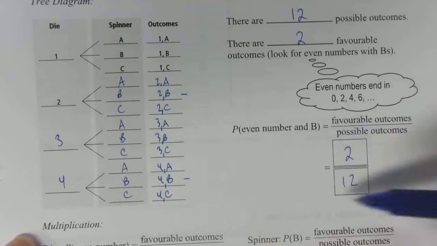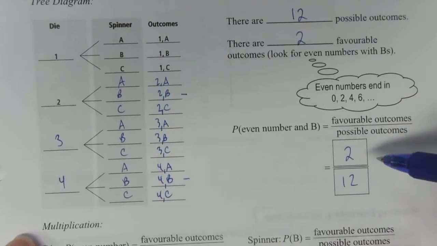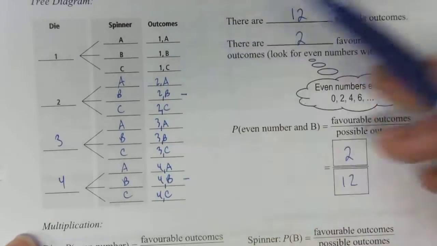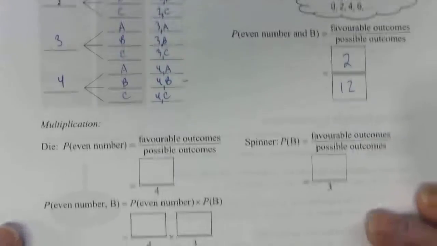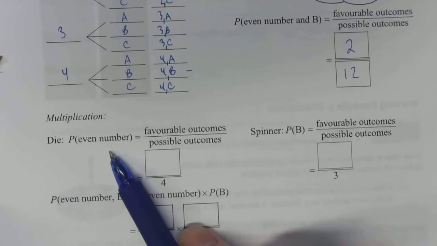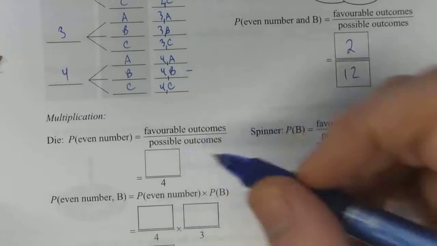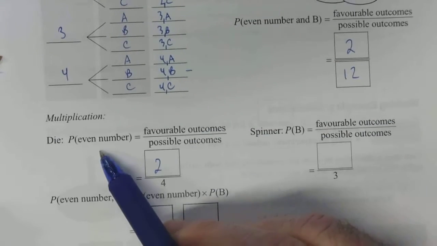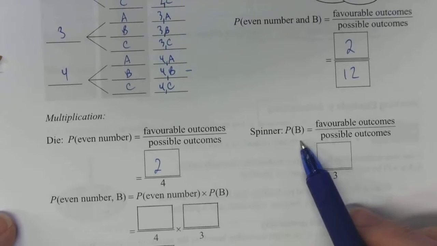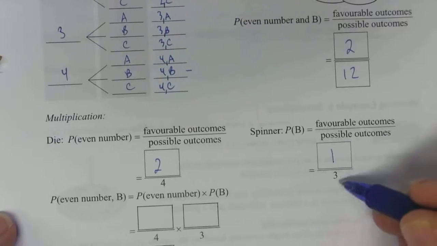We've done a table to find our information as well. But we can shortcut it, and rather than having to write out all this information, we can break this down and look at each experiment individually. So the probability of rolling an even number, 1, 2, 3, and 4. 2 and 4 are both even, so there's 2 favorable outcomes out of a possible 4 when you're rolling a die to get an even number. The probability of spinning a B, when you've got A, B, and C as your sections, there's only 1 B out of 3, so your probability there is 1/3.